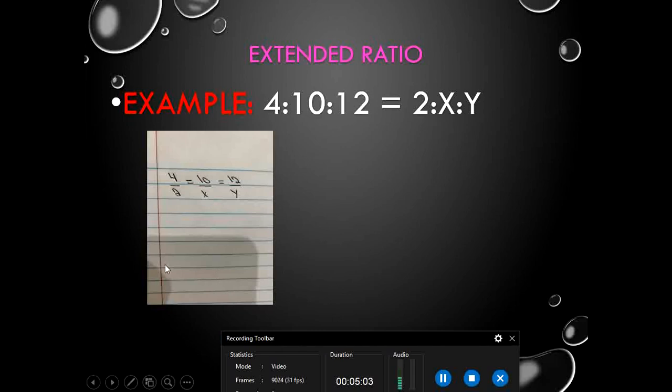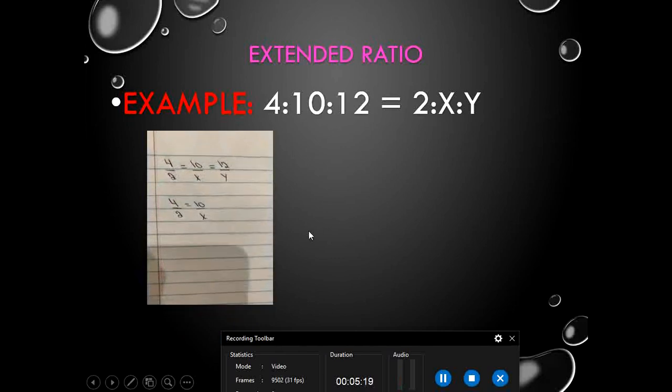Then I'm going to notice that this first ratio, 4:2, is my constant of proportionality K. That tells me that all the remaining ratios, 10 to x and 12 to y, need to be in a ratio of 4:2, which is really 2:1. So I'm going to ignore the last ratio, 12 to y, and strictly deal with the first two. This is a proportion, which we've solved before.